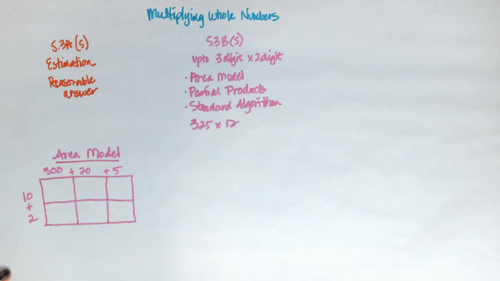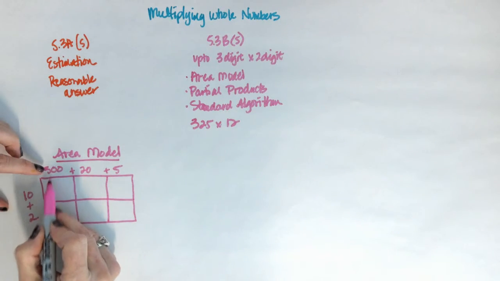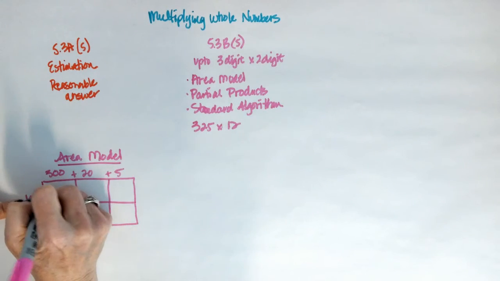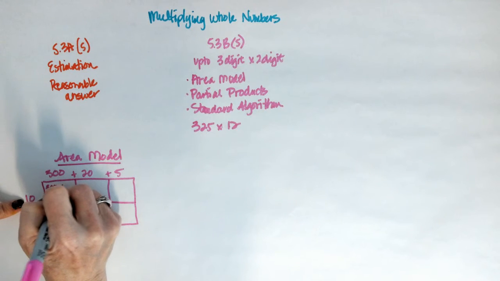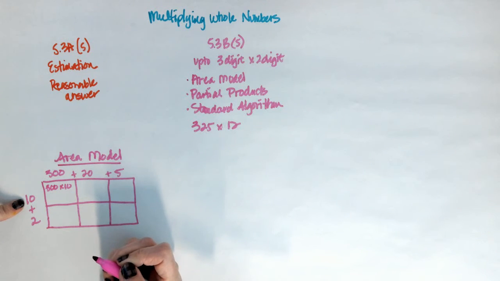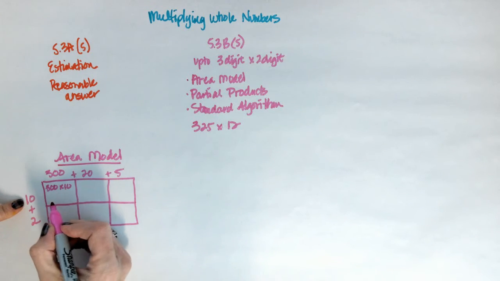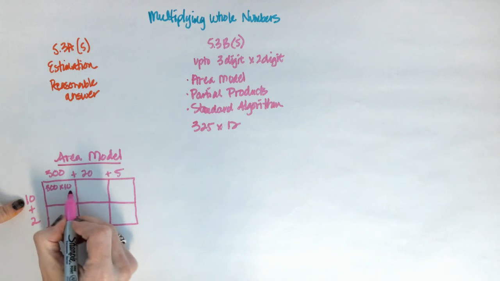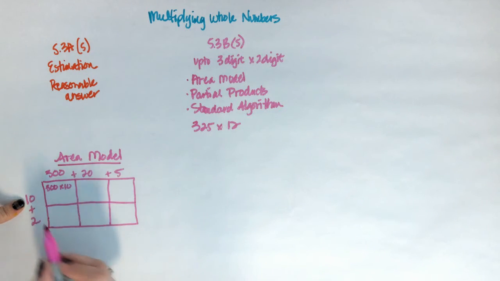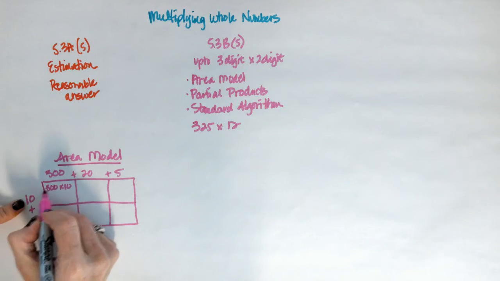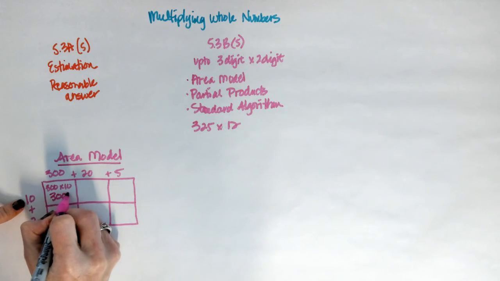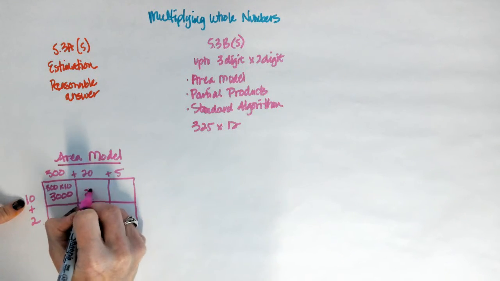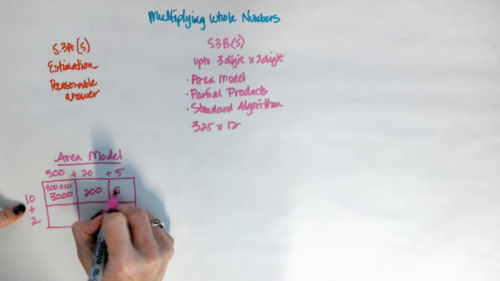And then we are multiplying 300 times 10. It helps kids; you may see them write like this in the box. They learned to do this in 3rd grade. Kids should be graduated past needing to write this out, but if they're not, that's what they're writing. 300 times 10 is 3,000. 20 times 10 is 200. 5 times 10 is 50.